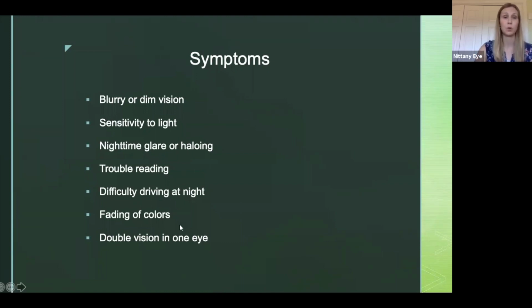The biggest symptom, of course, is just blurry or dim vision. Sensitivity to light, that's another big one, especially with some of the posterior subcapsular cataracts and some of the cortical cataracts. Nighttime glare or haloing, trouble driving at night, trouble reading. And you can also sometimes get some fading of colors or some double vision in one eye. Fading of color is something that's kind of interesting. Hardly any of my patients ever complain about it when they have the cataracts, but almost everybody notices how bright and vibrant the colors are after their surgery.